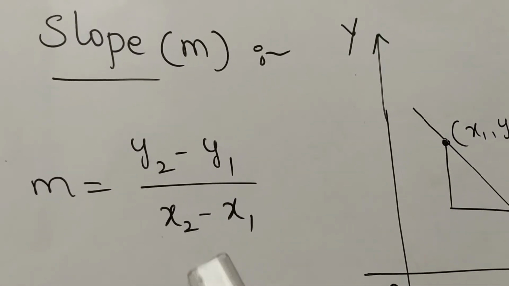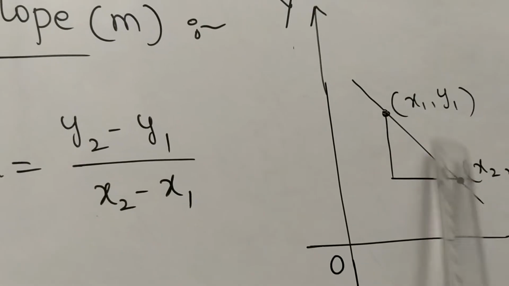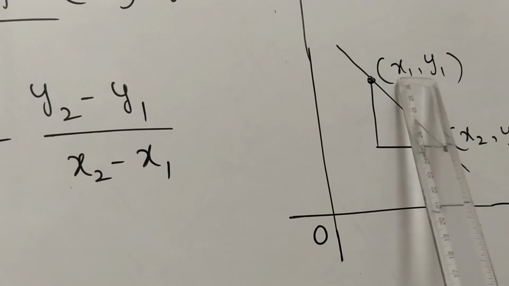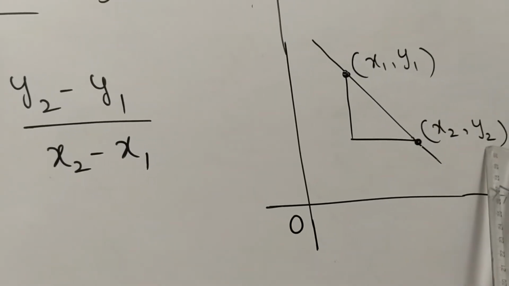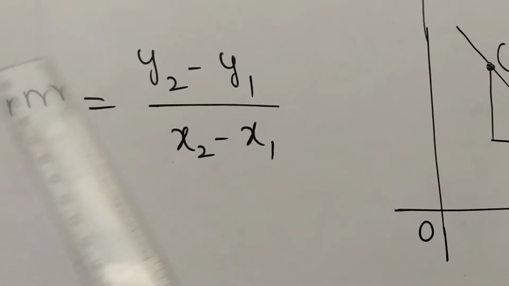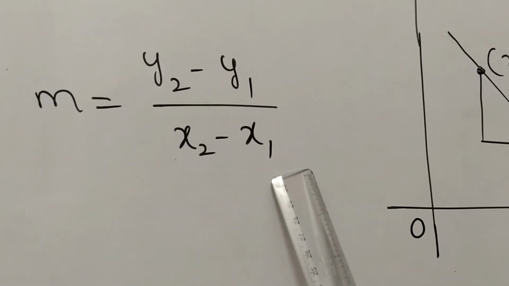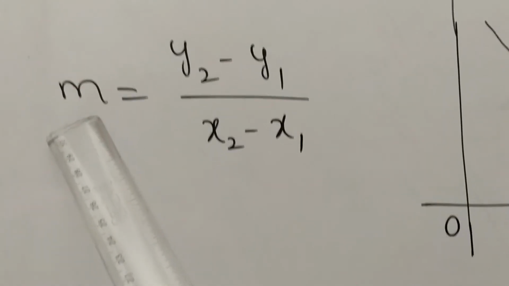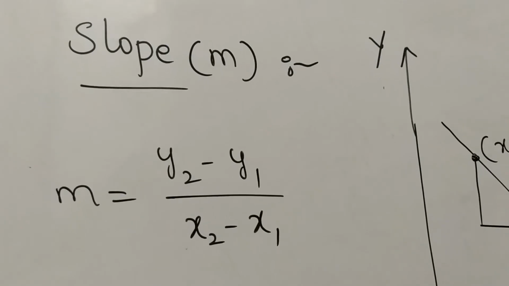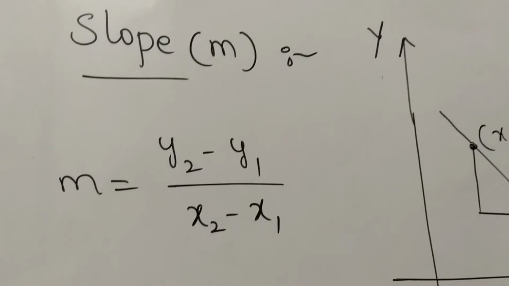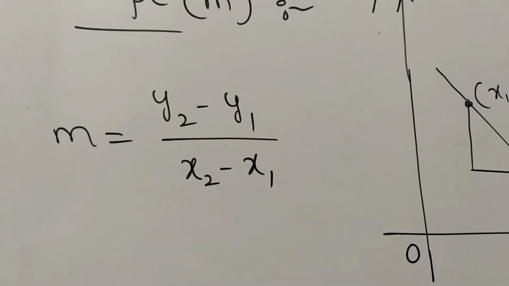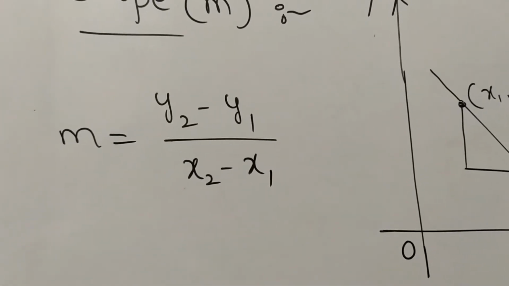If you want to find the slope of any inclined line, and you have 2 points, x1 y1 and x2 y2, then you will use the formula small m equals y2 minus y1 by x2 minus x1. What does this small m mean? It is the denotation of slope. Slope is denoted by small m, and the formula is y2 minus y1 by x2 minus x1. Remember this formula, students.